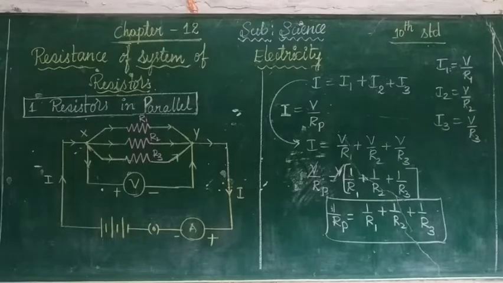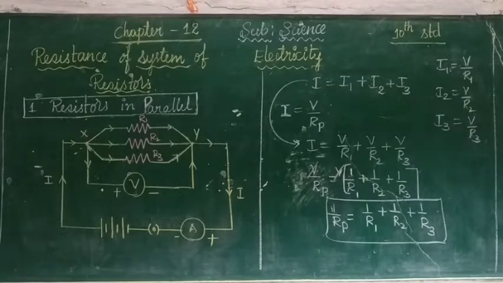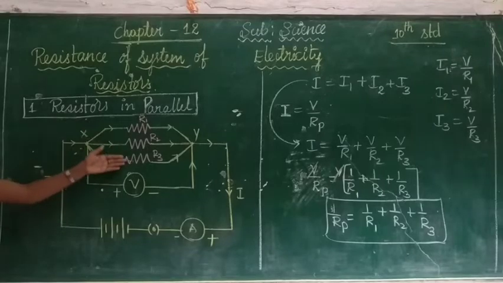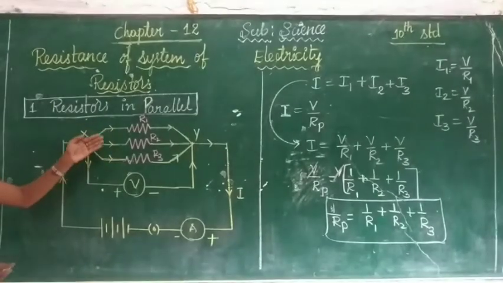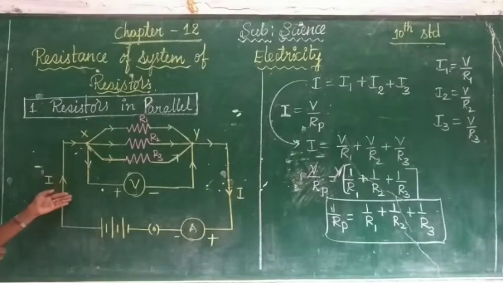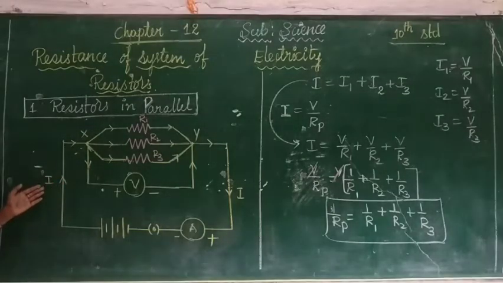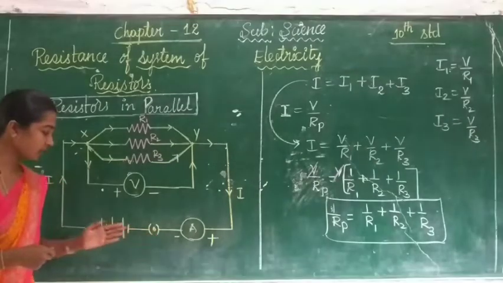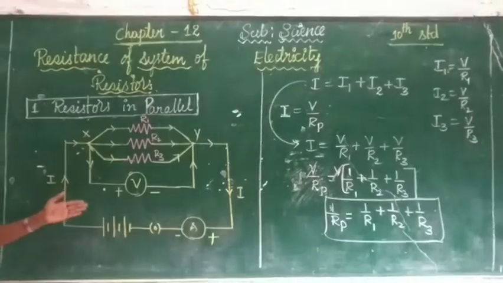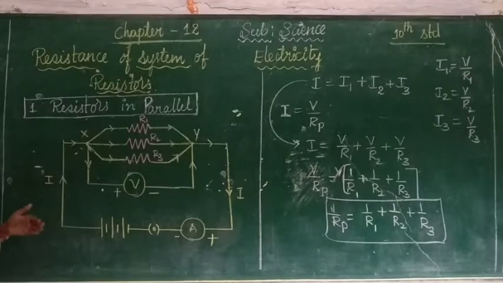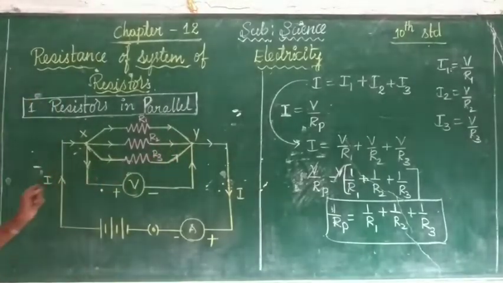Children, now come to resistors in parallel. All of you look at the circuit diagram. In this circuit diagram, the resistors are connected like this. Here, there are three resistors used in a simple circuit. This simple circuit has a voltmeter, an ammeter and the battery. Here the resistors are arranged in parallel and they are connected with common points X and Y.